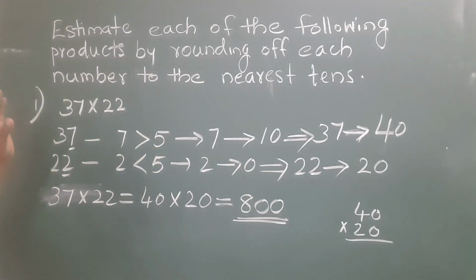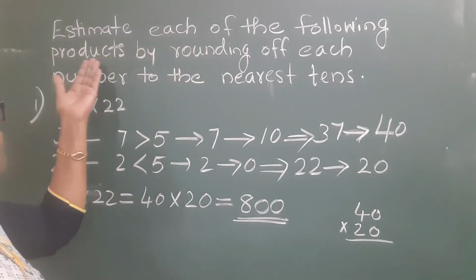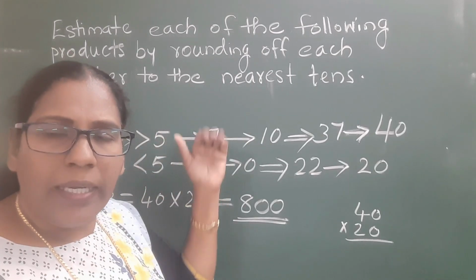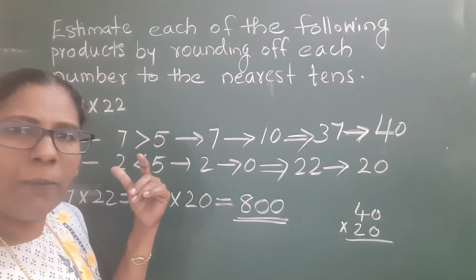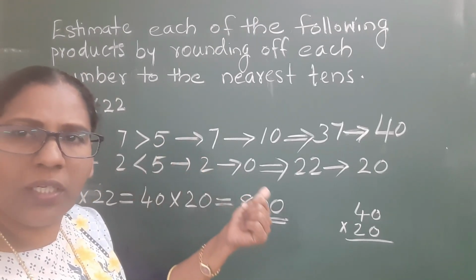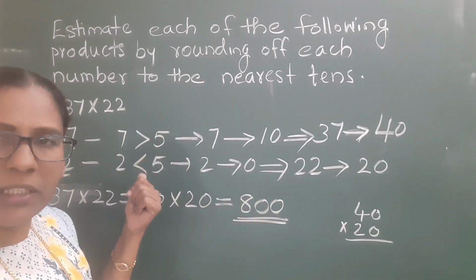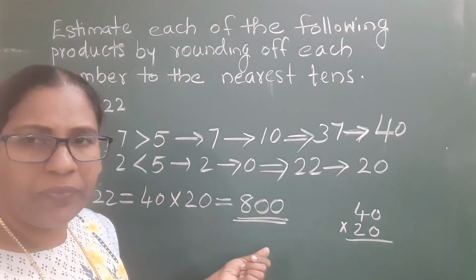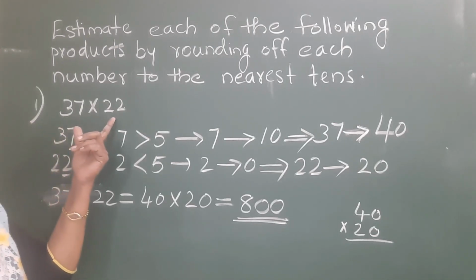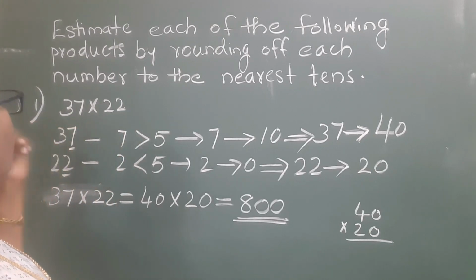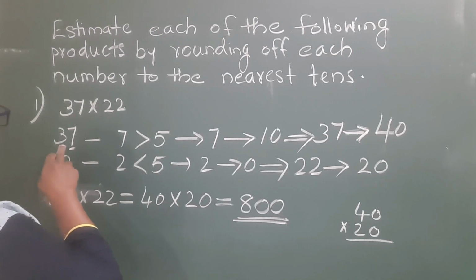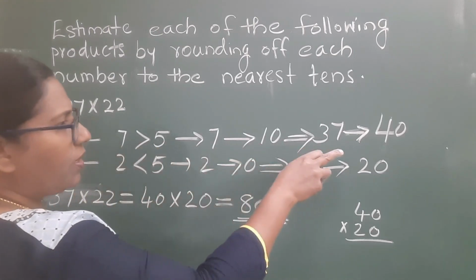Once again I will explain. Estimate each of the following products by rounding off each number to the nearest tens. In this question, there are two numbers given. These two numbers first we have to round off to the nearest 10, then do the multiplication and find the product. So here the first question is 37 into 22. We have to do the rounding off first and then do the multiplication.